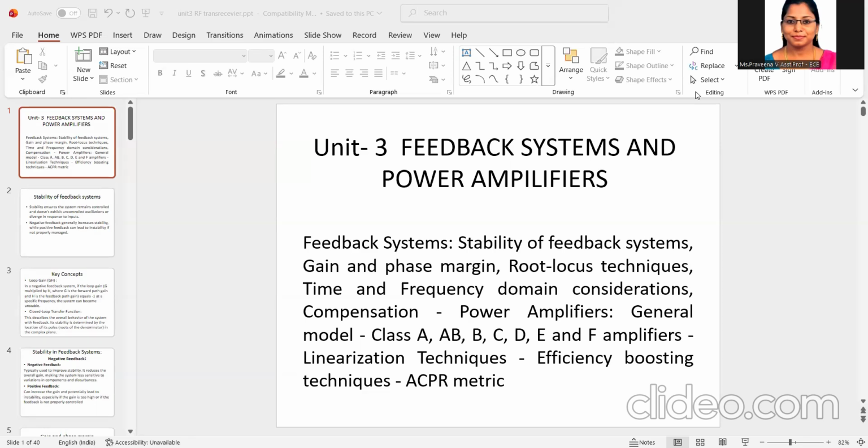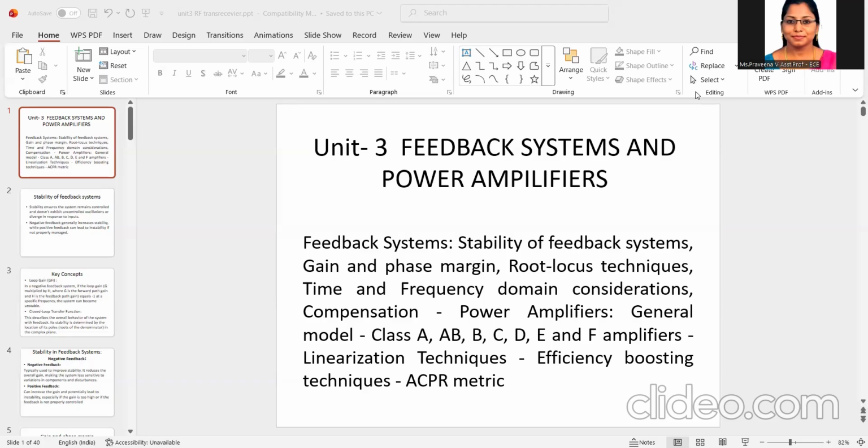First, we are going to study the feedback system, including the stability of feedback system, that is, stability analysis, gain margin, phase margin, root locus techniques, and time and frequency domain consideration. These concepts help engineers to design systems that operate reliably without oscillations and instability. Next, various compensation techniques are also discussed in order to improve the overall system performance and stability.